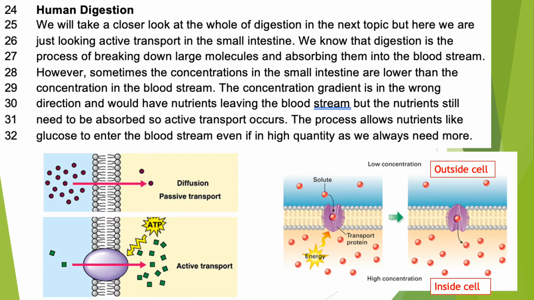So when we're looking at humans then, okay, for humans, in digestion specifically, there is a really, really good example of active transport, okay? But it happens in different places of your body. And we're going to look at digestion much more closely in a different topic or in a different booklet, but just kind of giving you an overview of active transport. We know that digestion is a process of breaking down large molecules and absorbing them into the bloodstream, right? However, sometimes the concentration in the small intestine is much lower than the concentration in the bloodstream, right?